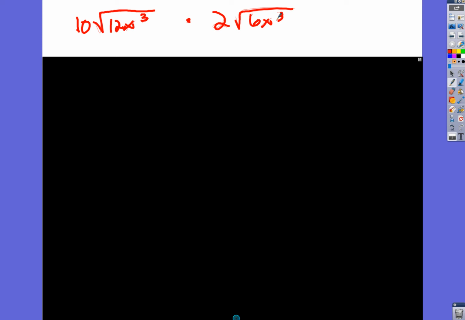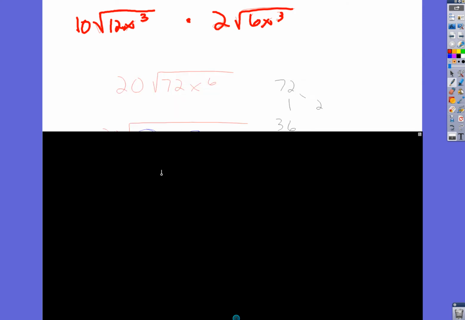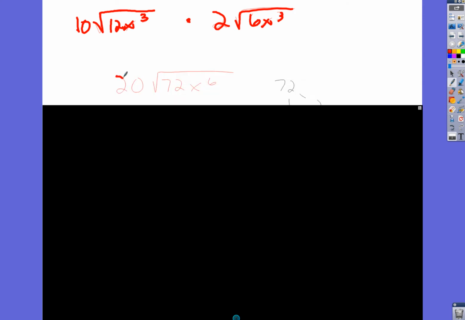Yeah, we did that since polynomials. If you have the same x's, you add the exponents. 3 plus 3 is 6, right? So if that doesn't scare you, you should end up with 20 square root of 72 x to the 6th. And then now we would look to simplify. We would do a tree with a 72, and we figure out how many x's can come out.